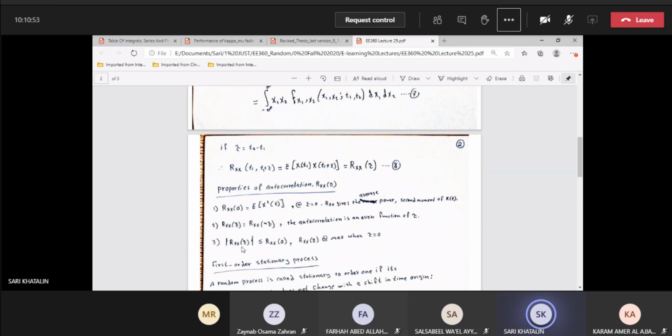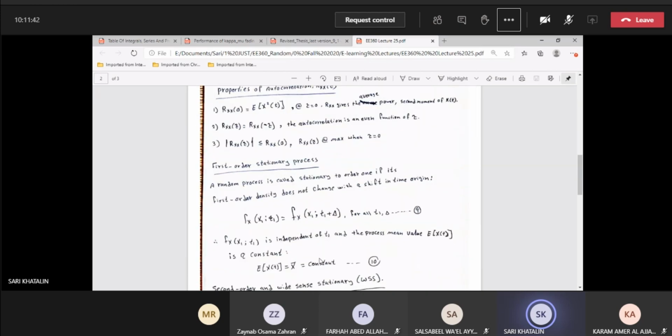And also the absolute value of the autocorrelation in terms of tau is less than or equal to the average power, because we said the average power is equal to the autocorrelation when tau is equal to 0, which is the maximum. The autocorrelation will be at max when tau is equal to 0. So the absolute value of this one is less than or equal to the autocorrelation when tau is equal to 0. And of course, the absolute value here, because it's an even function, so it's either negative or positive, it's going to be less than or equal to this function right here. Okay.